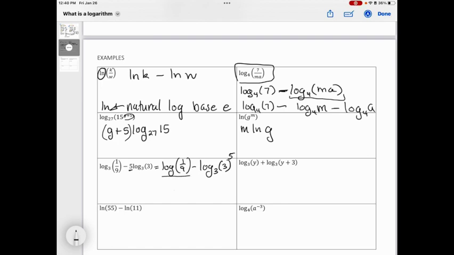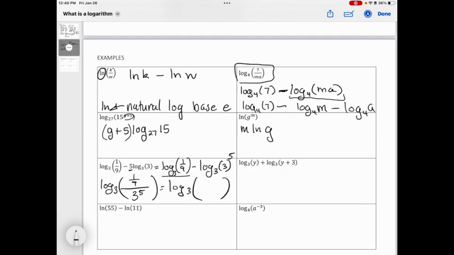I have log, oops, I forgot my base here. I have log base 3 of 1/9 minus log base 3 of 3 to the 5th. Because of this minus, we're going to change it into division. I have two separate logs, and I can rewrite it with division because I have a minus there. So I'm going to rewrite this as log base 3. The first value is going to go on top because with subtraction, the order matters. And then what goes on the bottom is 3 to the 5th.